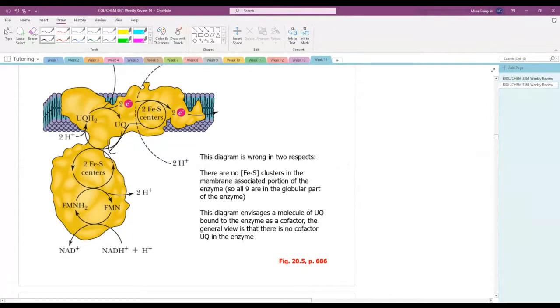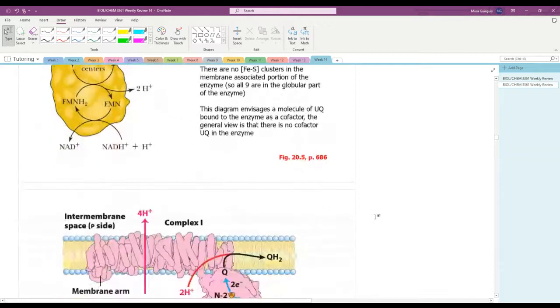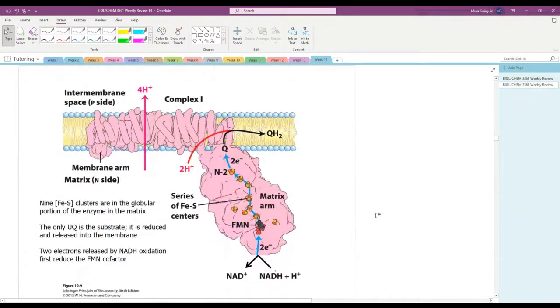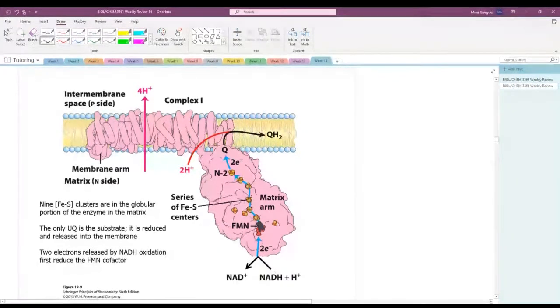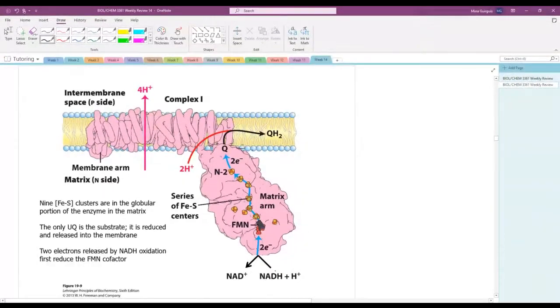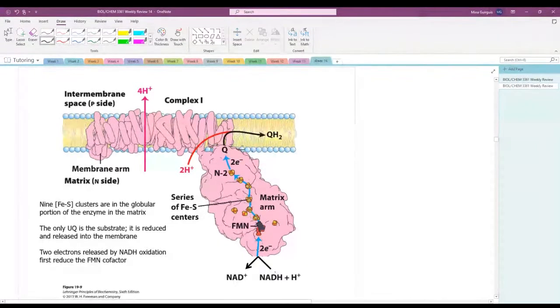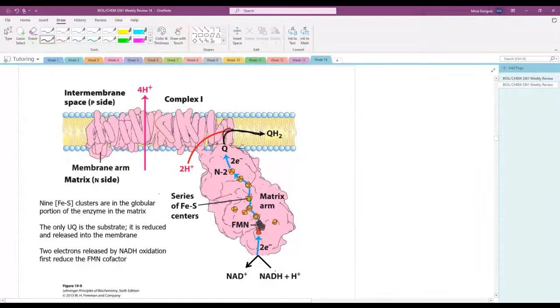Second, it talks about ubiquinone being bound as a cofactor, but there's not really ubiquinone from what we've seen, right? This could still be proven incorrect, but for now we're just assuming no ubiquinone here. Anyways, this is a slightly more accurate depiction. First, there are 9 iron sulfur clusters, and they're all not in the membrane associated part. The only ubiquinone is not associated. It can freely leave.